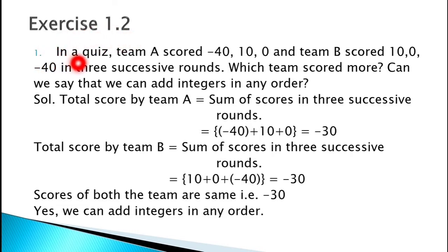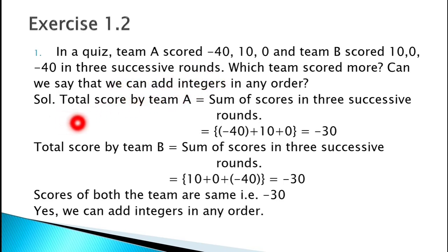So our first question is: in a quiz, team A scored minus 40, 10 and 0, and team B scored 10, 0 and minus 40 in 3 successive rounds. Which team scored more? Can we say that we can add integers in any order? So here we are given the 3 successive rounds' scores of team A and team B, and we have to determine which team scored more. In order to determine this, we have to take the sum of all the 3 successive rounds' scores.